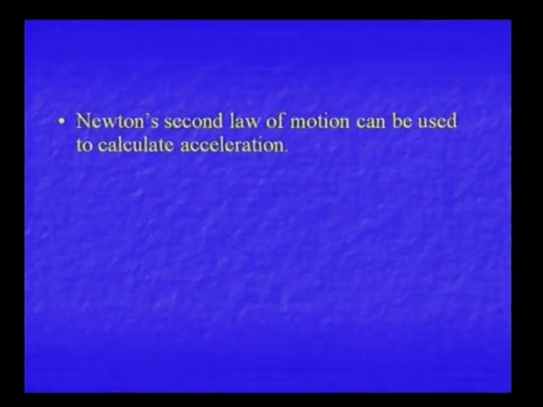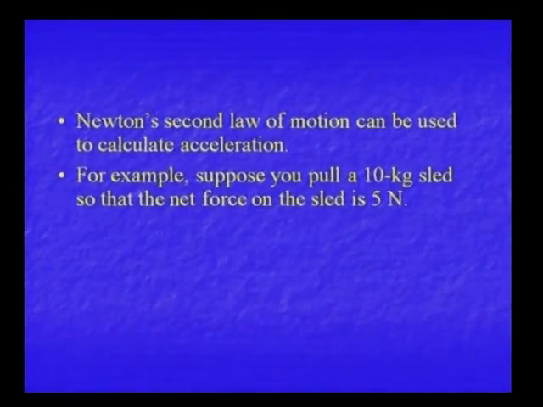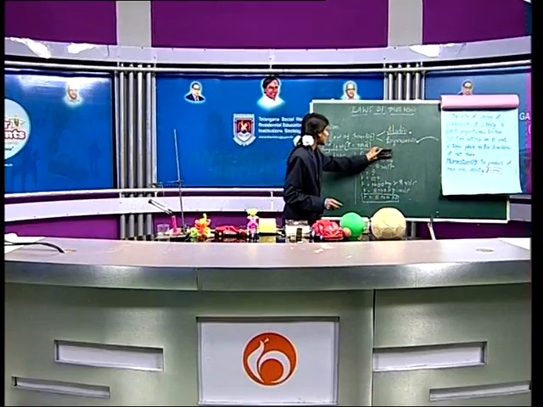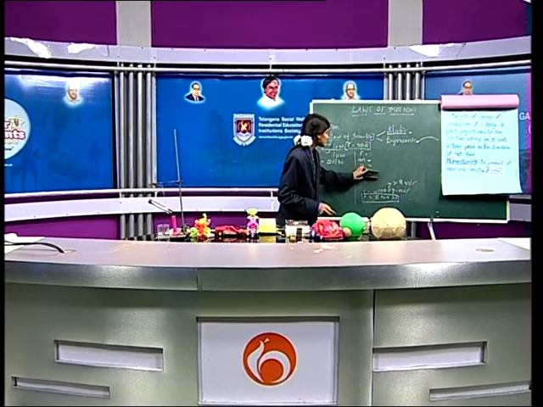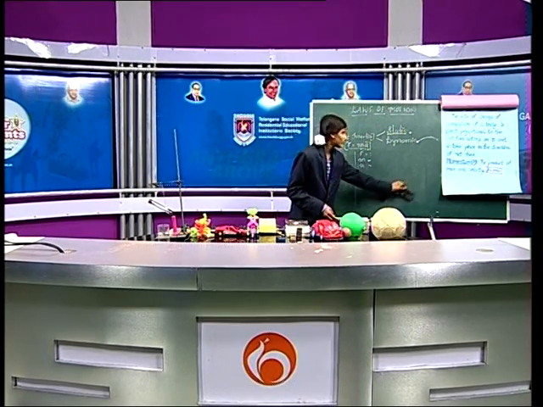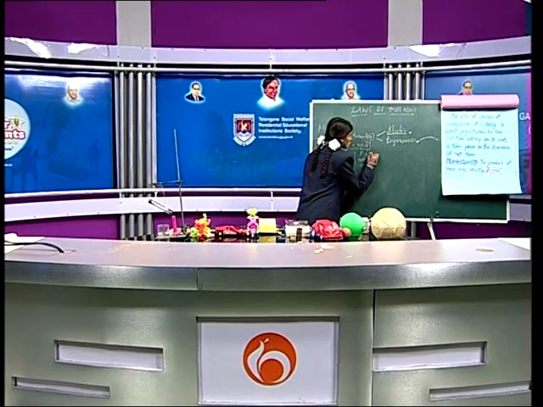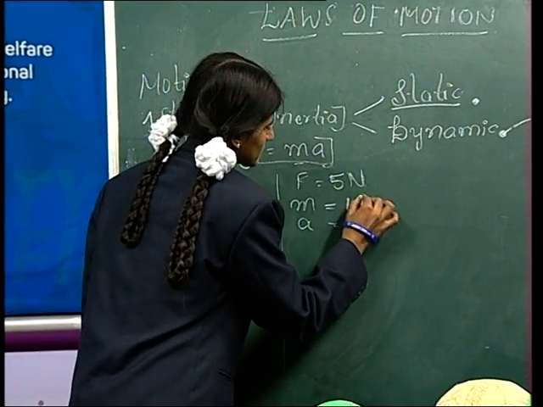can be used to calculate the acceleration. Let's do another example. Let's solve the problem. Suppose you pull a 10 kg sled so that the net force on the sled is 5 Newton. We all know that a sled is a vehicle which is used in snow areas. So, how much force is applied on the sled here? 5 Newton, and the mass of the sled is 10 kgs.